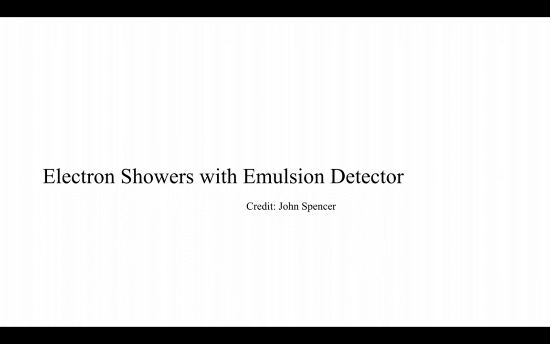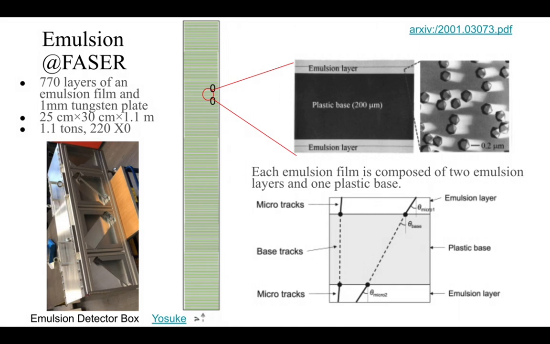The final data set is the electron shower data set with the emulsion detector. This is an alternative data set, very similar to what we have done in the energy regression class, but with a more realistic setup. Let me introduce the emulsion detector in detail.